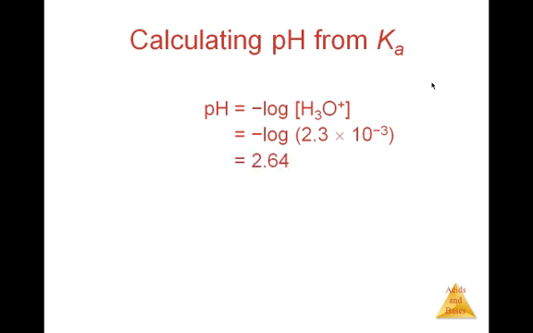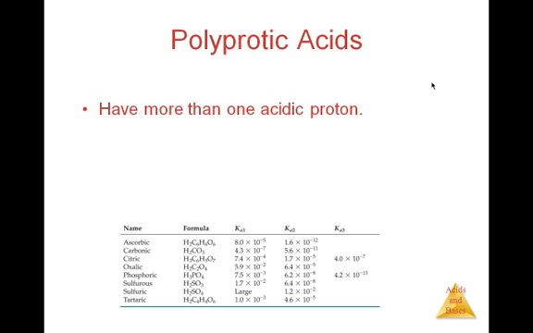At this point, I'd pause it, I'd roll it back a little bit to make sure you understand the math that was done. Again, refer to your equilibrium notes from the previous chapter. Alright, polyprotic acids. These ones become a bit more tricky. These are the acids that have more than one acidic proton.